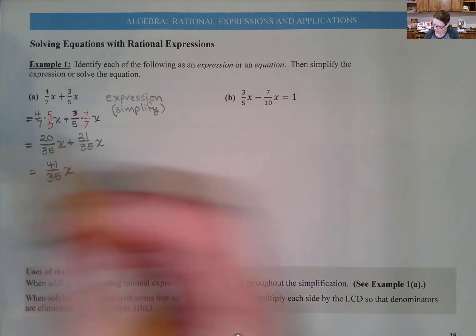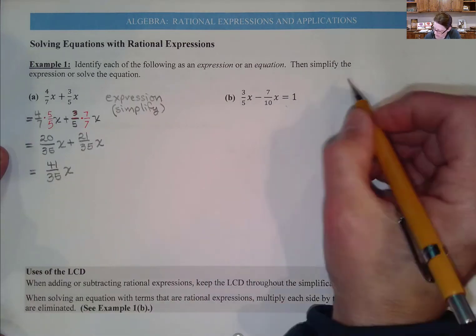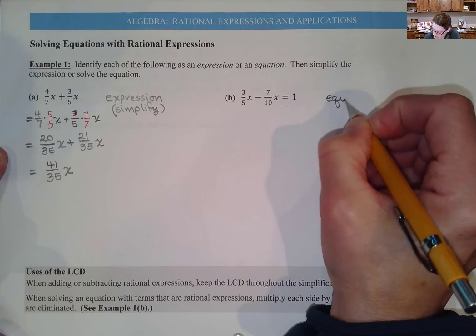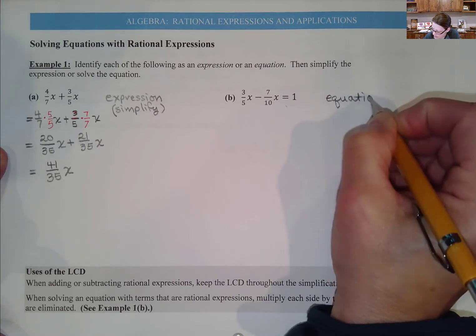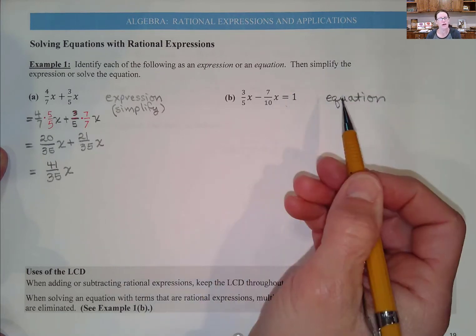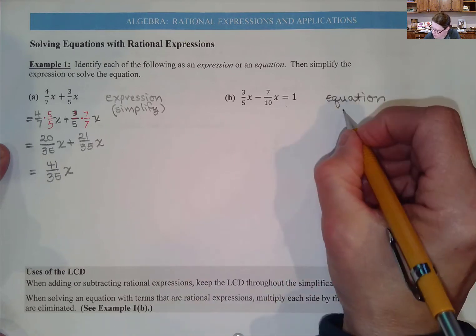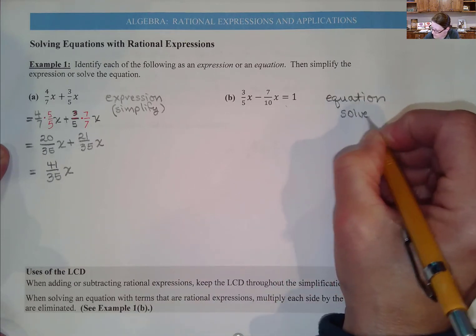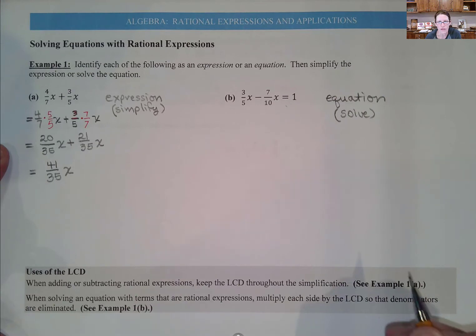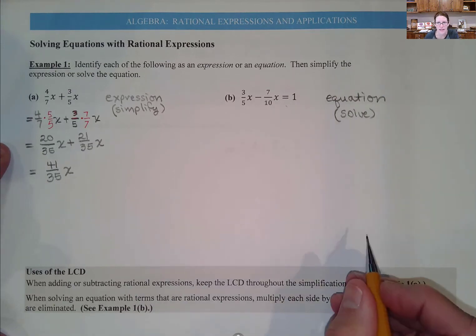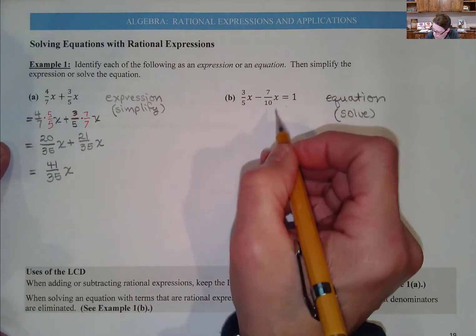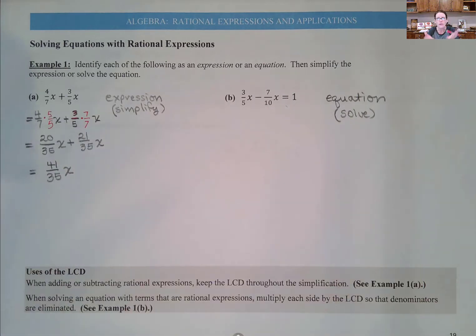Part B, this is an equation. We know that because we see an equal symbol and an expression on each side. And what do we do with an equation? We solve it. We solve it for x in this case. Now, for equations, we can use our properties of equality. As long as we perform the same operation on both sides, we're pretty much good to go.